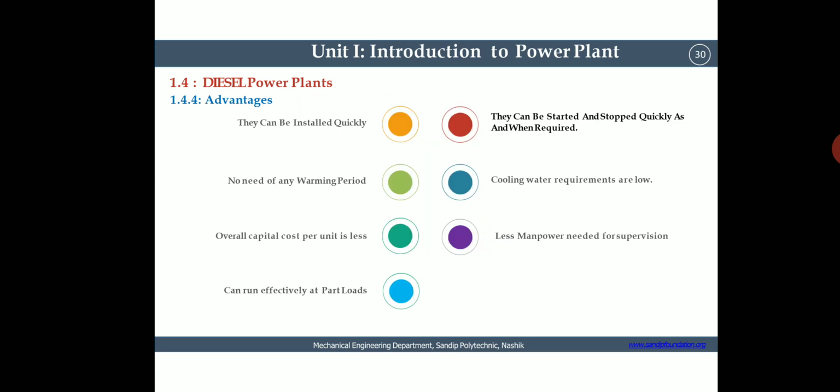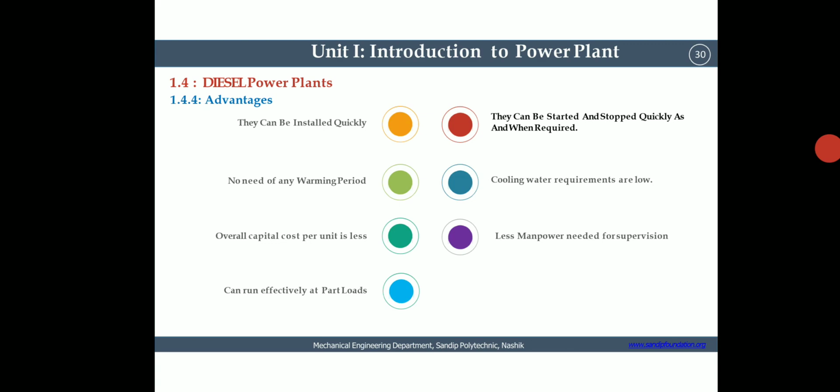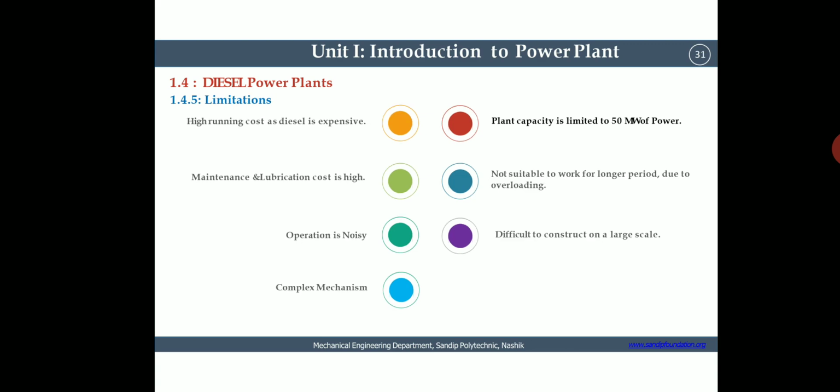So these are certain advantages of diesel power plants. They can be installed quickly, no warming period is needed, overall capital cost per unit is less, and they can run effectively in part loads. They can be started and stopped quickly as and when required. Cooling water requirements are low, and less manpower is needed for supervision.